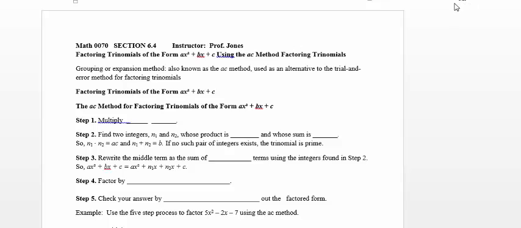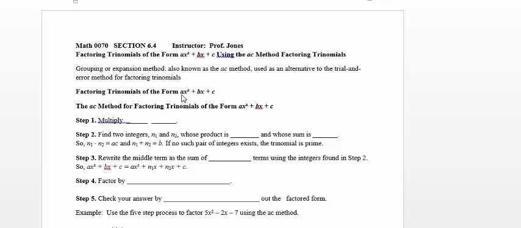Let's take a look at section 6.4, factoring trinomials of the form ax squared plus bx plus c using the AC method for factoring trinomials. The grouping or expansion method is also known as the AC method, and it's used as an alternative to the trial and error method for factoring trinomials.